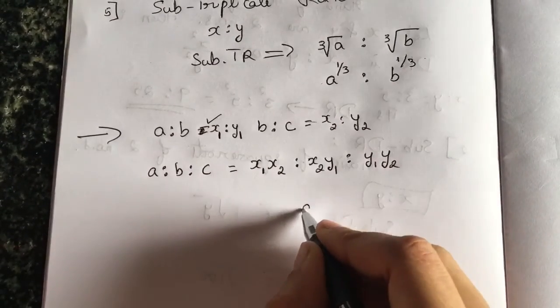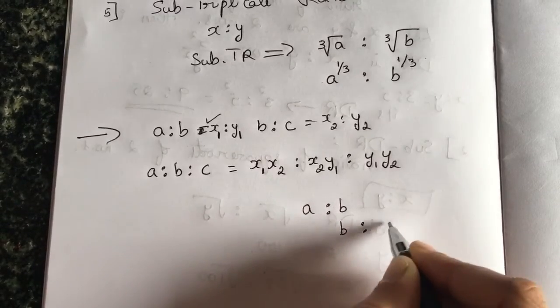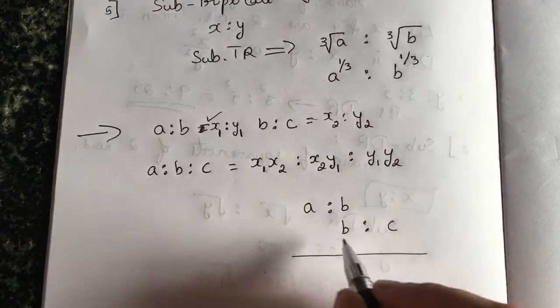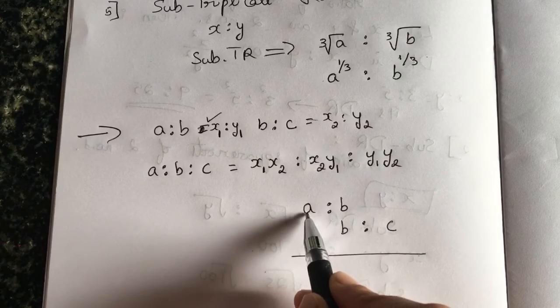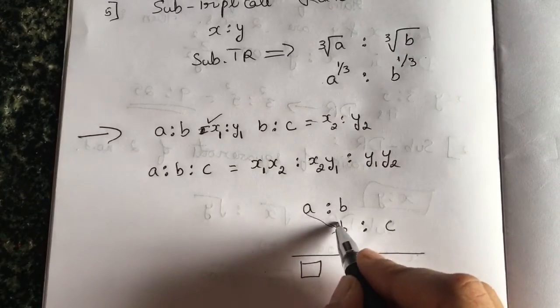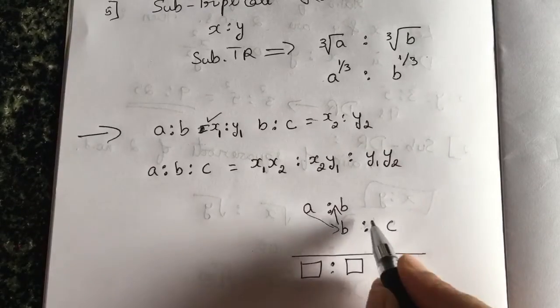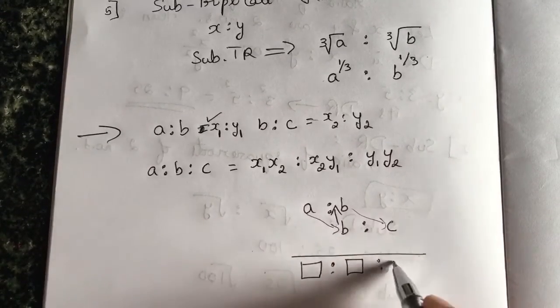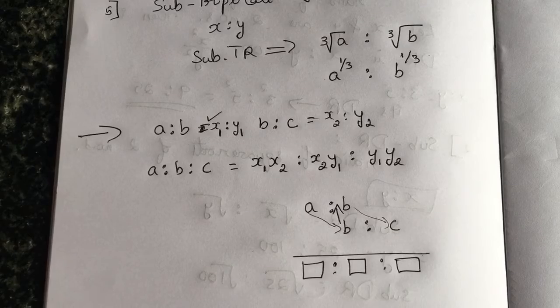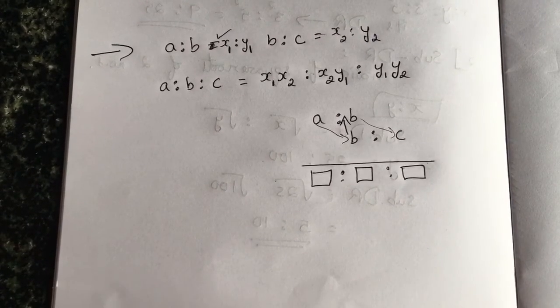Say it's A is to B and B is to C. What you have to do is, you first multiply these two and write, then you multiply these two and write, then you multiply these two and write. I'll explain these things in solving problems also.